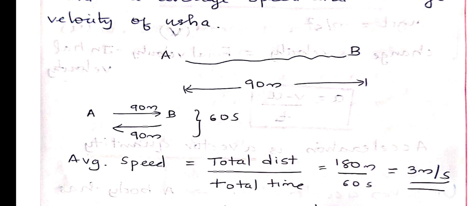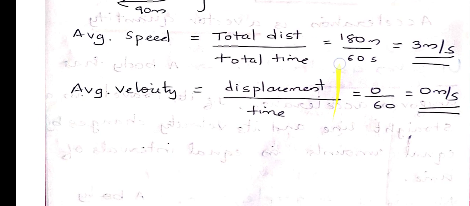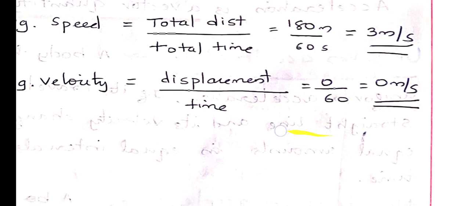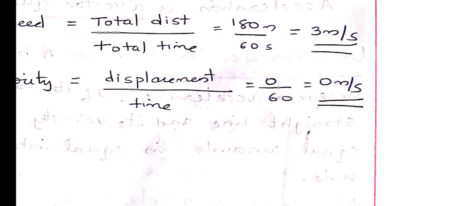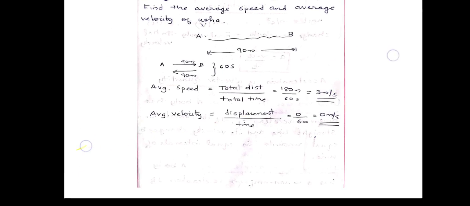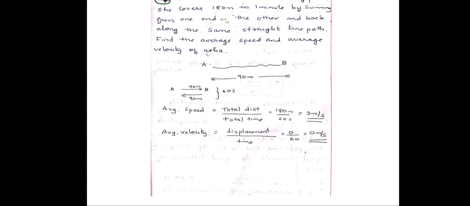That is, A to B in one direction is 90 meter, then back to A, that is minus 90. Direction has to be considered, that's why we give the minus. That is 90 minus 90, which is equal to 0. I hope it is clear. Average velocity is equal to displacement by time, that is 0 by 60, which is equal to 0 meter per second. I hope it is clear. It's a good problem. So move on to the next topic.